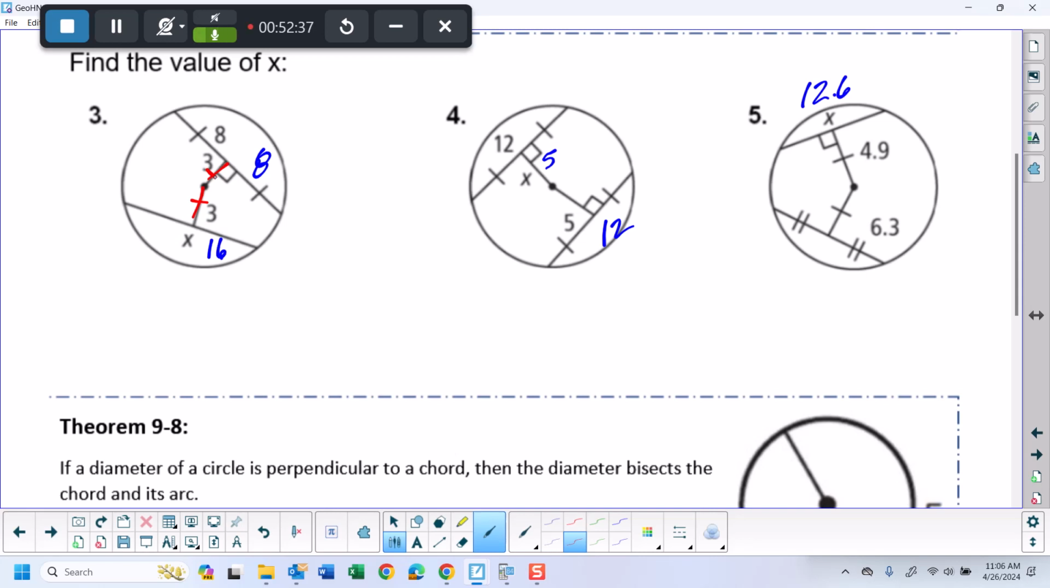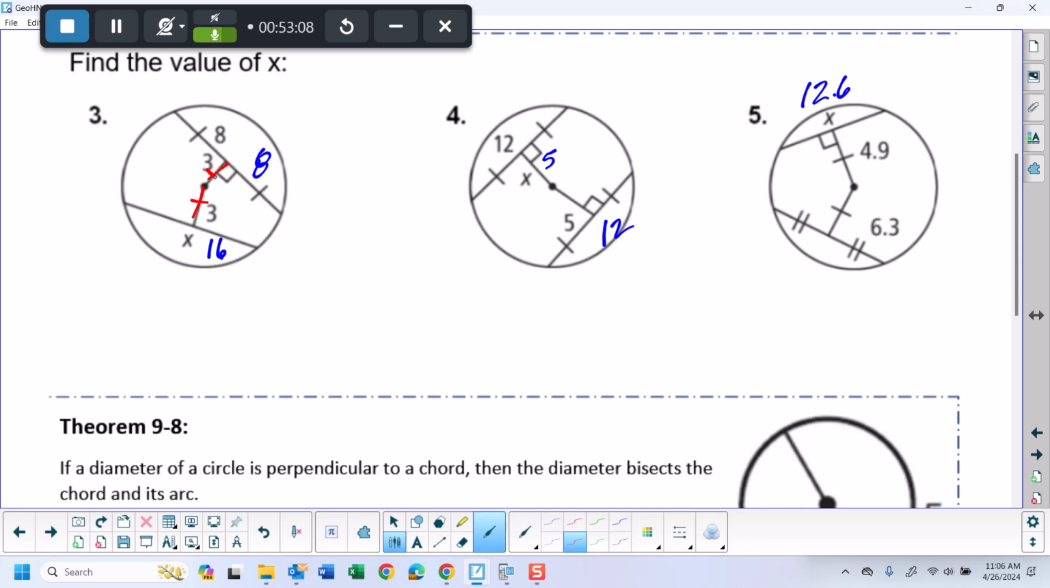So I know that if two chords are equidistant from the center of the circle, they're the same. These readings tell me that this segment that represents how far that chord is from the center of the circle happens to split that chord in half. So if this is 8, so is this 8, which means this guy's 16. Do you see it now? All right, let's talk about the next one.